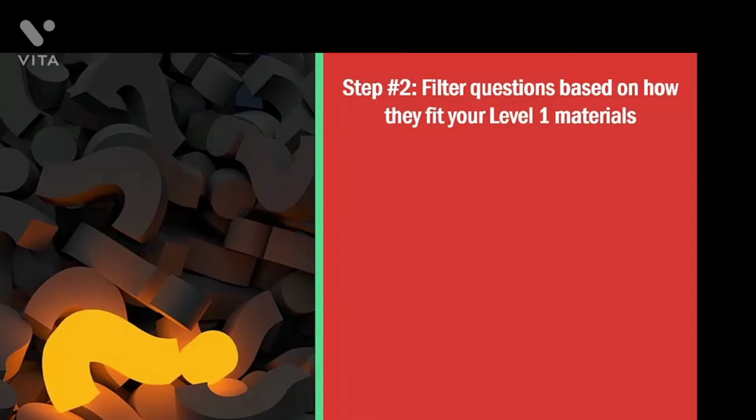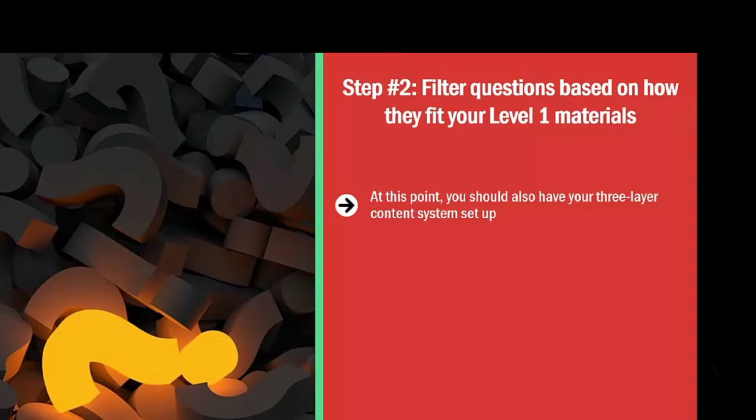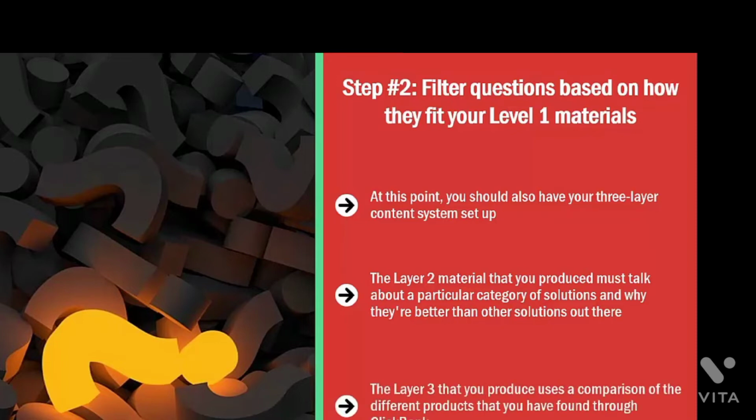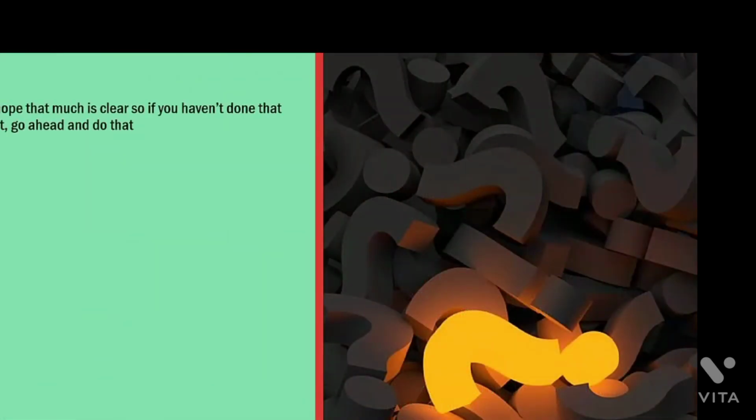Step number 2, filter questions based on how they fit your level 1 materials. At this point, you should also have your 3-layer content system set up. The first layer is a blog post that informs the reader regarding the problems that they have and the range of solutions, as well as a common sense guide on what to do and what not to do. The layer 2 material that you produce must talk about a particular category of solutions and why they're better than other solutions out there. The layer 3 that you produce uses a comparison of the different products that you have found through ClickBank.